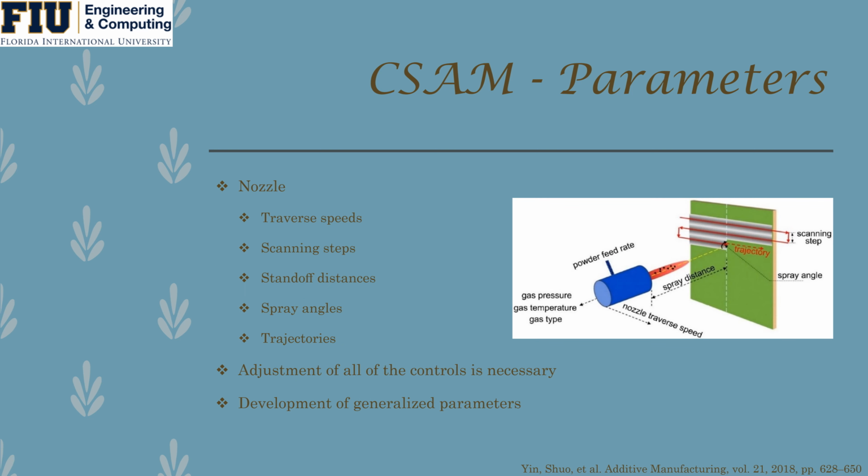Moving on to our nozzle parameters, a variety of adjustments can be made, such as traverse speeds, standoff distances, and trajectories of the nozzle to achieve a precise deposition. On the right-hand side, we can see a figure of all of these aspects of this nozzle. The adjustment of all of these controls is necessary every time using the CSAM machine in order to achieve a very precise deposition. Researchers have been developing a generalized parameter paper. However, it is very hard to generalize parameters for a variety of materials and a variety of environments that this system can be used in.